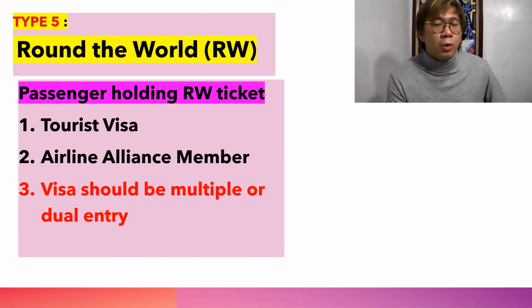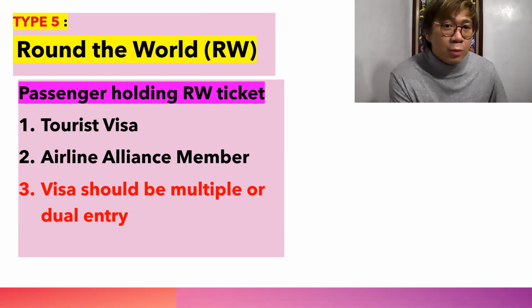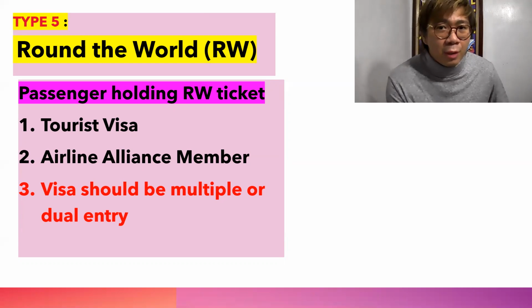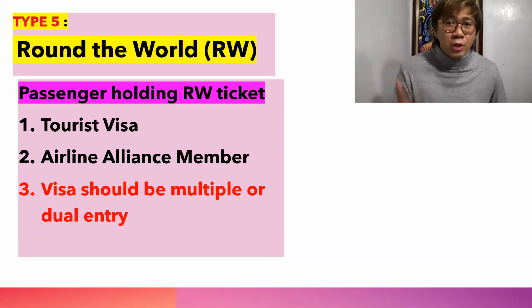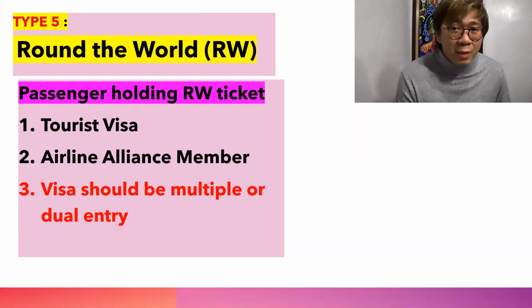So ngayon, who normally holds round the world tickets? So sino ba yung kadalasang gumagamit ng round the world tickets? Normally, these are tourists with multiple visas, okay? Multiple visas na siya definitely. Again, normally they are member or they are nagsusubscribe sila sa airline alliance. So kung Sky Team siya, yun ba, One Sky, mga ganon. Mga ganon. So yan, normally ito. At of course, syempre mga VIP passenger na natin yan. Mga very important passenger natin. And of course, matik na rin yan, dapat ang visa niyan is of course multiple or at least dual entry.